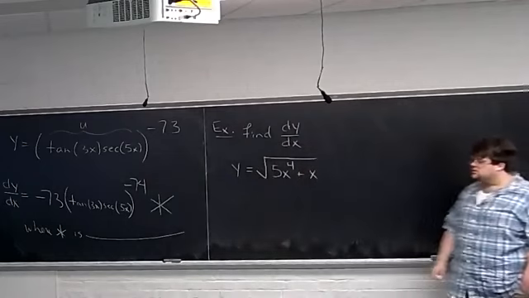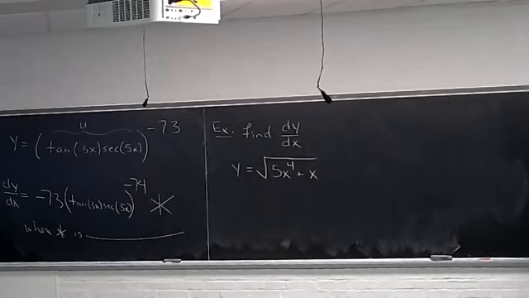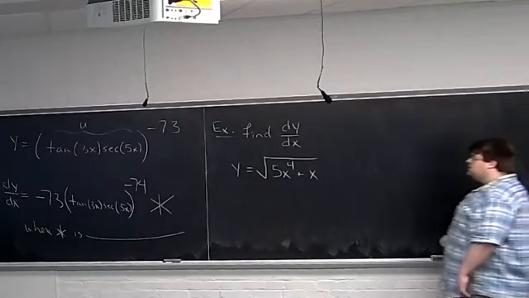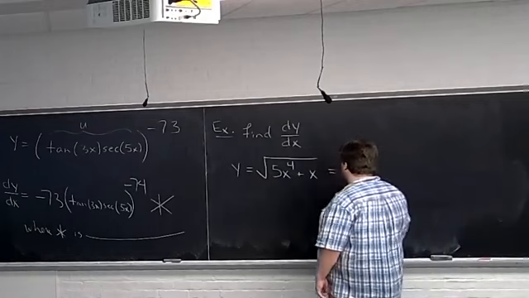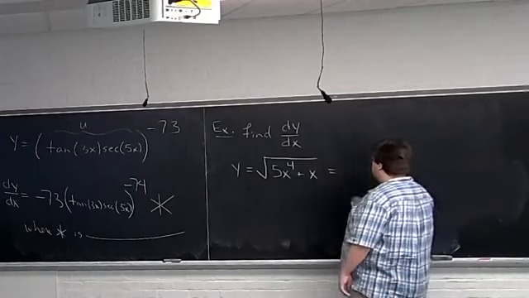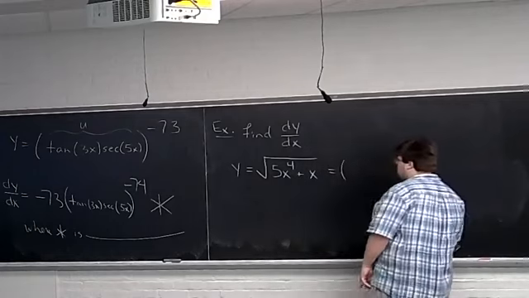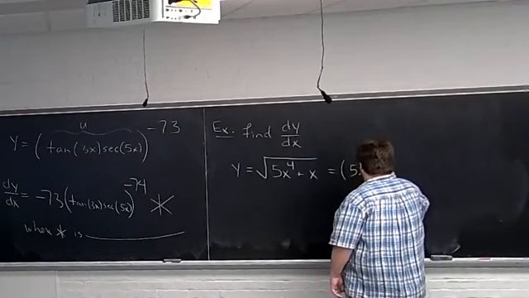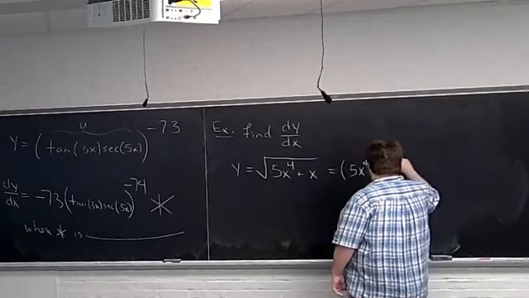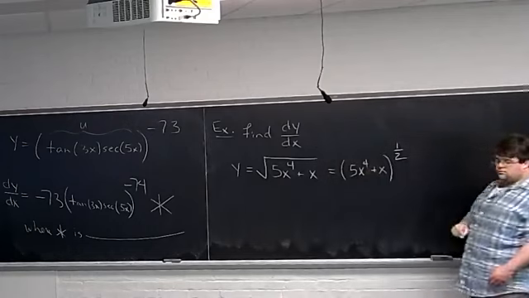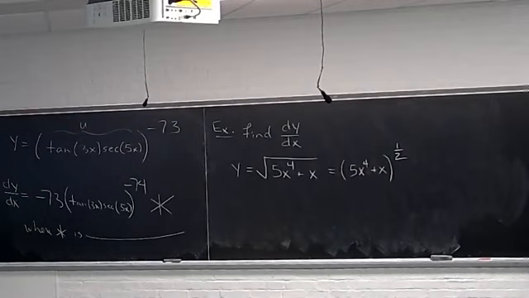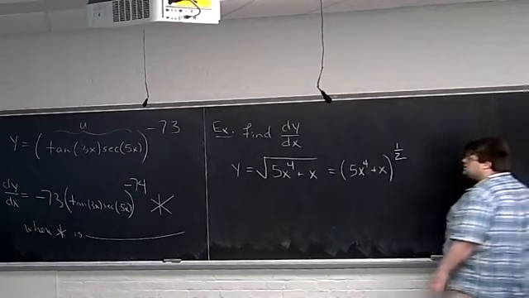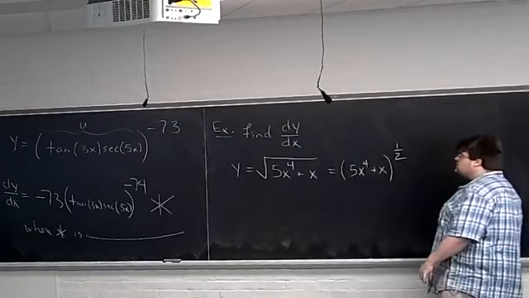Square root of 5x to the fourth plus x. Well, here we have the square root of something. And with the derivative rules, square roots, I'll mention something about them later, either later today or beginning of next week. But the derivative rules apply when the exponent is a number. So we can write this as 5x to the fourth all to the 1/2.